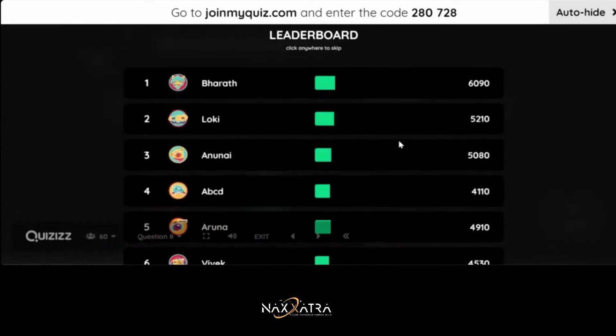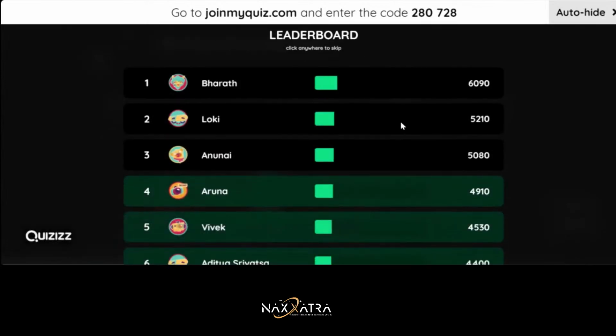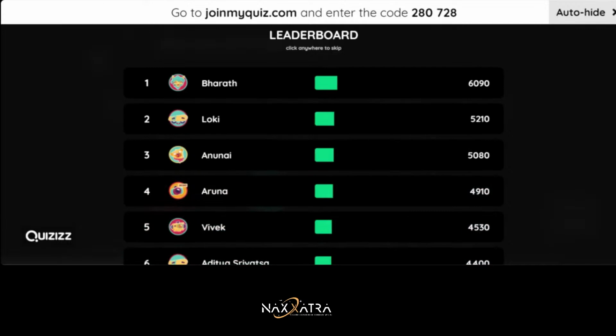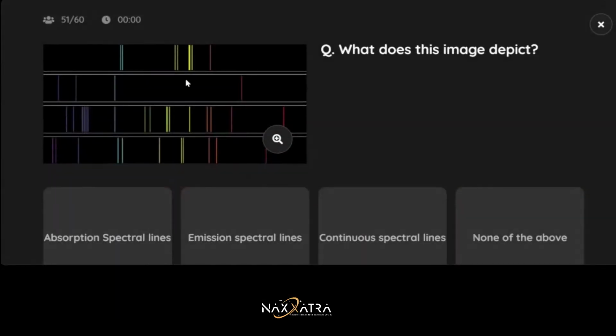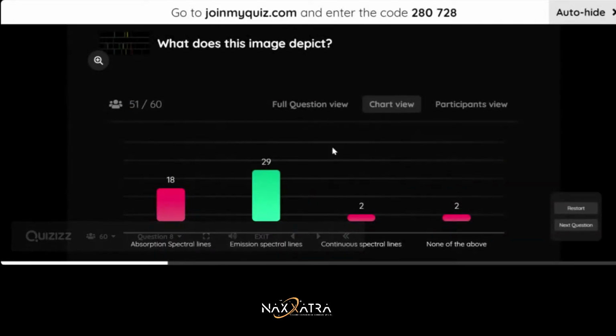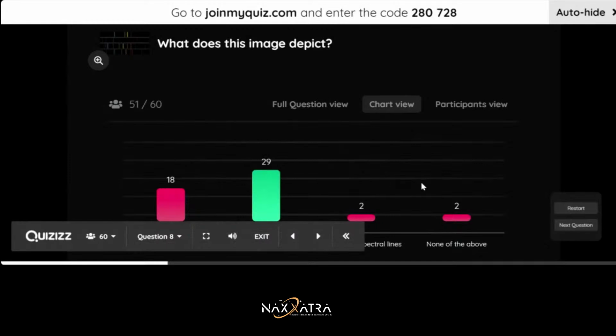Now why emission? Because we can see the particular frequency light which is being emitted by the elements, which are sodium, hydrogen, calcium and mercury. So they are the spectral lines of these elements. And moreover, you can see in the black background, there are particular wavelengths mentioned. So they are emission spectral lines.